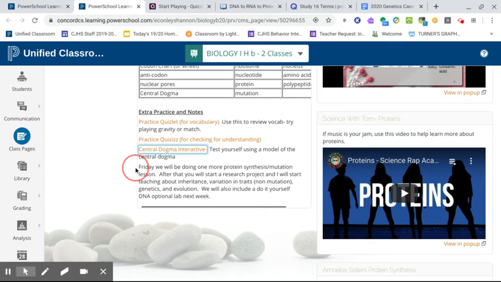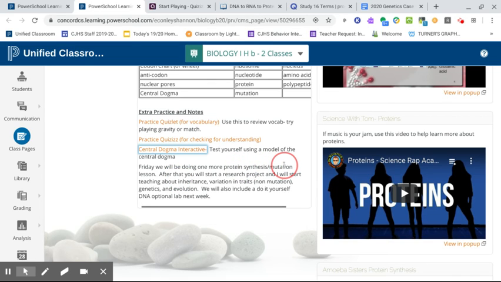Friday, we're going to be doing one more protein synthesis mutation lesson. After that, you will start a research project, and I'll start teaching about inheritance, variation in traits, genetics, and evolution. We will also include a do-it-yourself DNA optional lab next week.